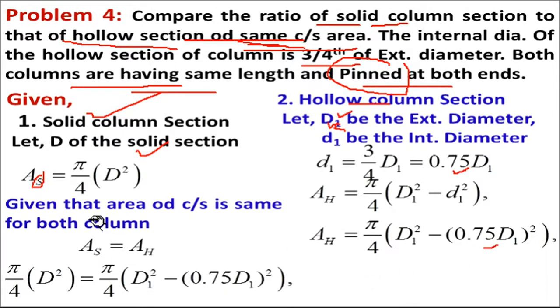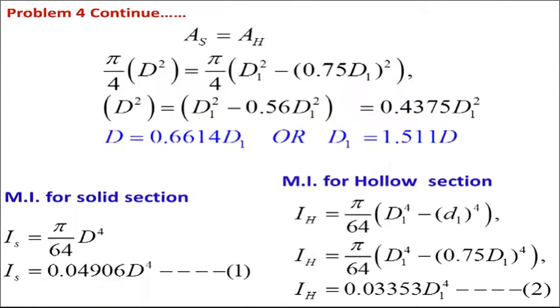Here it is given that the areas of both the columns are the same, so we can equate the area of the solid column equal to the area of the hollow column. Then this pi by 4 will get cancelled, and D square is equal to D1 square minus 0.75 D1 square. We will get some relation by cancelling this pi by 4. The remaining terms are this one and this one, and this is 1. Here it will be 1 into D1 square minus 0.56 D1 square. Here you have to take the square of this 0.75 bracket square.